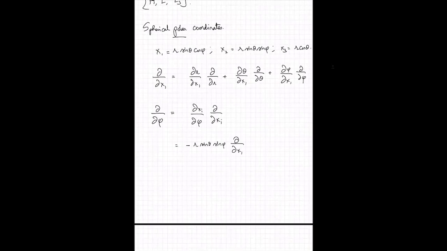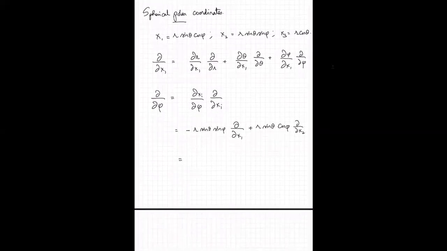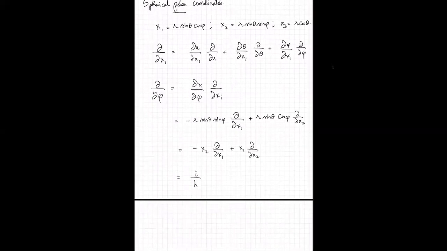dx2/dφ would give me plus r sinθ cosφ, ∂/∂x2, and dx3/dφ would be 0 because x3 is not a function of φ. So if I write this, I realize that r sinθ sinφ is just x2, so I can write this as minus x2 ∂/∂x1. r sinθ cosφ is just x1, so plus x1 ∂/∂x2. And you can realize very quickly that the right hand side can be written as i over ħ times L3.